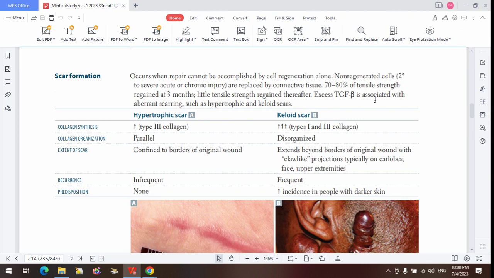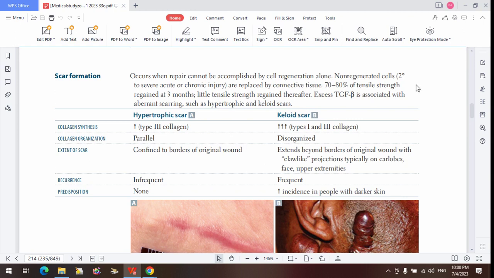And we said that collagen type 3 is the one that first gets deposited. Then our collagenase will come in and cleave it. Collagenase is dependent on which nutrient, which mineral, to work? Zinc. So once you cleave it to collagen type 1, you have increased the tensile strength.